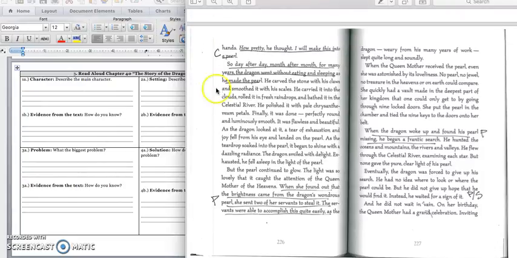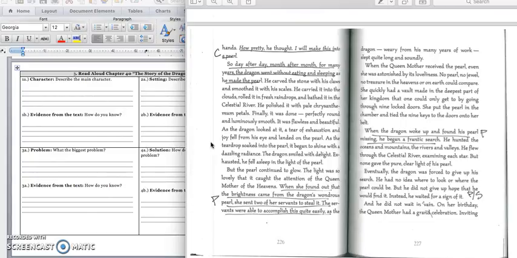He polished it with pale chrysanthemum petals. Finally, it was done, perfectly round and luminously smooth. It was flawless and beautiful. As the dragon looked at it, a tear of exhaustion and joy fell from his eye and landed on the pearl. As the tears soaked into the pearl, it began to shine with a dazzling radiance.